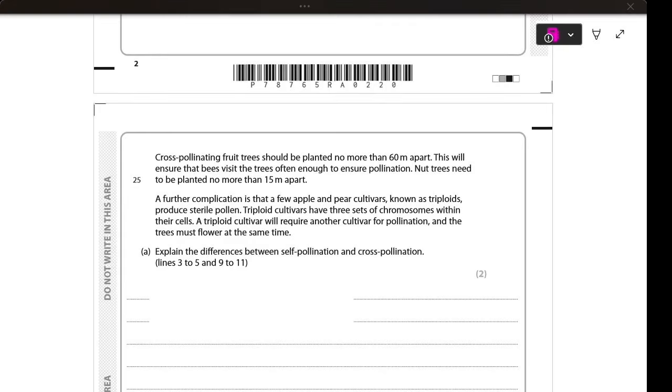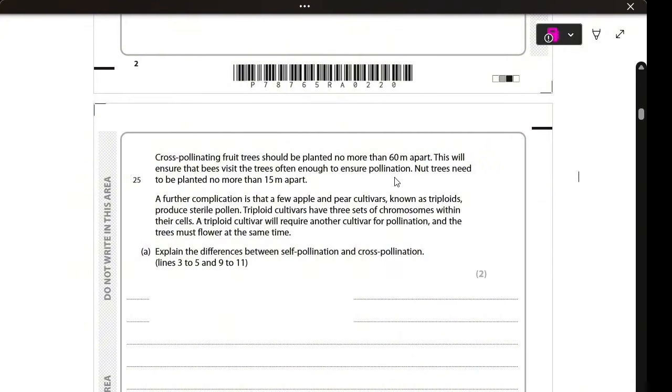Cross-pollinating fruit trees should be planted no more than 60 meters apart. This will ensure that bees visit the trees often enough to ensure pollination. Nut trees need to be planted no more than 15 meters apart. A further complication is that a few apple trees and pear cultivars known as triploids produce sterile pollen. Triploid cultivars have three sets of chromosomes within their cells. A triploid cultivar will require another cultivar for pollination, and the trees must flower at the same time.